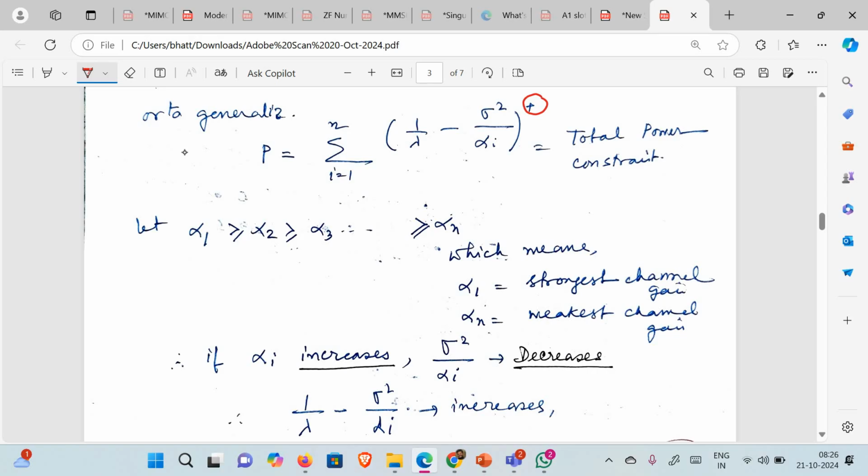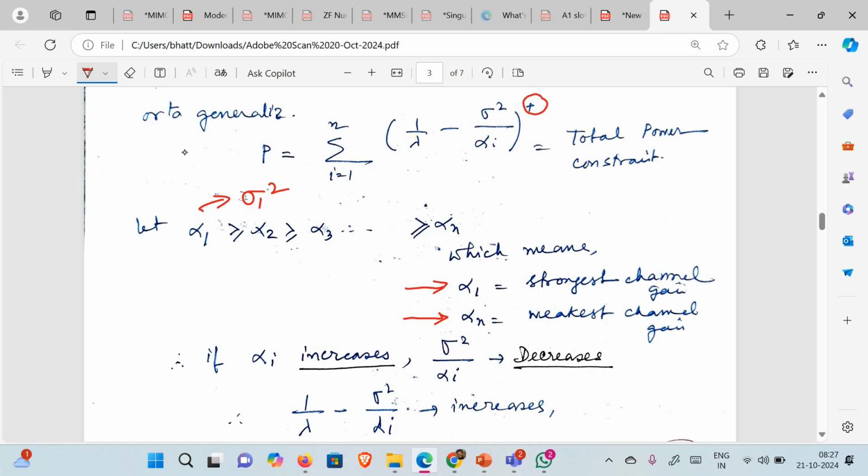So we don't need to worry much. The only thing that is important over here, you can see, if alpha 1, alpha 2, alpha 3 are like that, if alpha 1 is greater than alpha 2, which is greater than alpha 3 and so on and so forth, what we mean is, this is very important because this is where the water filling concept comes in. It means that alpha 1 is the strongest channel gain and alpha n has the weakest channel gain. Correct, everyone? This is the combination, okay? Because remember, alpha 1 is nothing but 1 by sigma square.